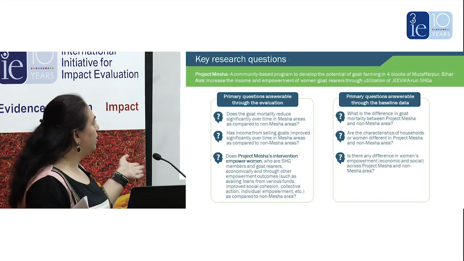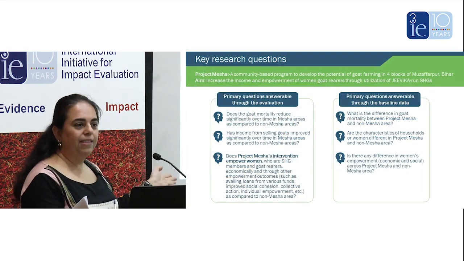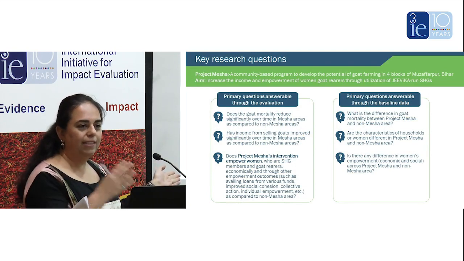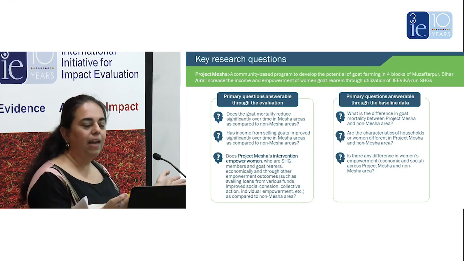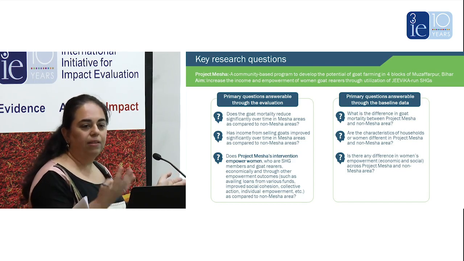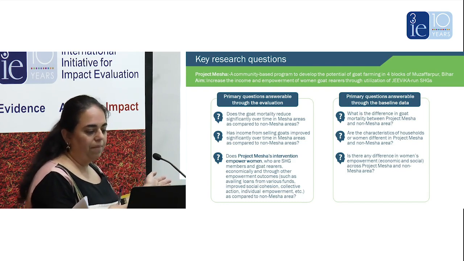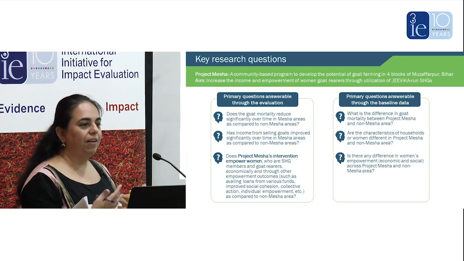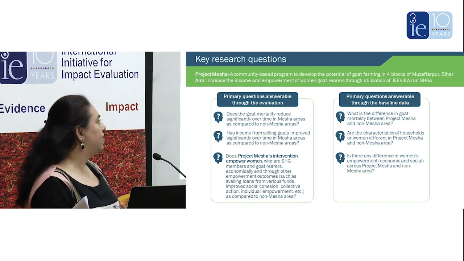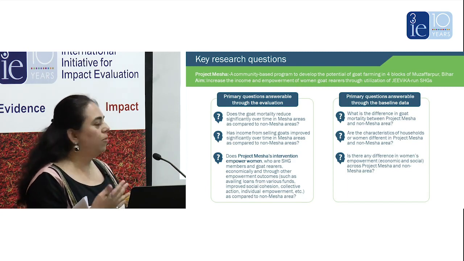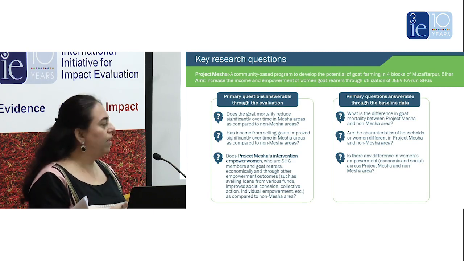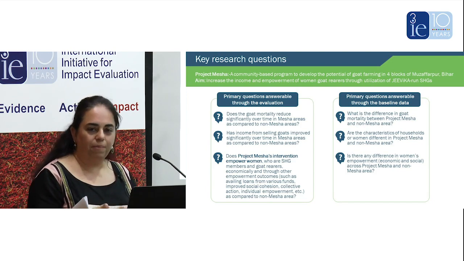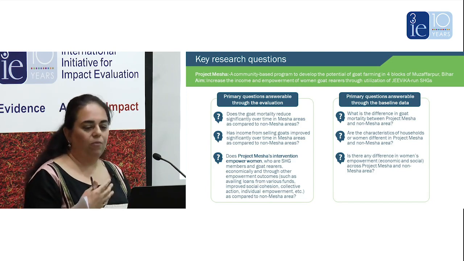So there are primary research questions that we will answer by the time we're done with the end line, really looking to see if the project had its intended outcomes in increasing income, in increasing the survival of the goats, and increasing women's empowerment through different measures. But at baseline, there are some very fundamental questions we're able to answer. So what is the current difference in mortality between Mesha and non-Mesha areas? What are the characteristics of the households of the women in which these goats are being reared? And is there any difference in women's empowerment?